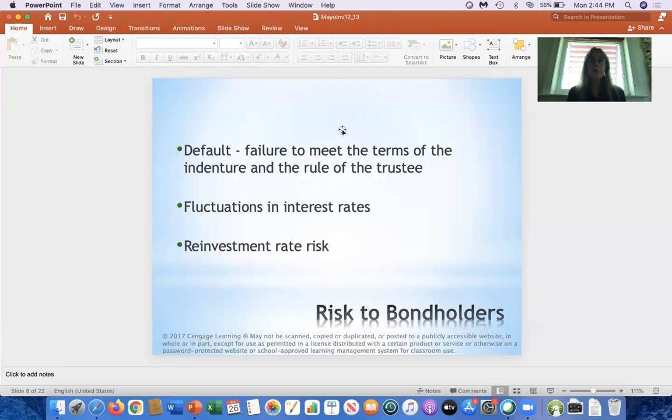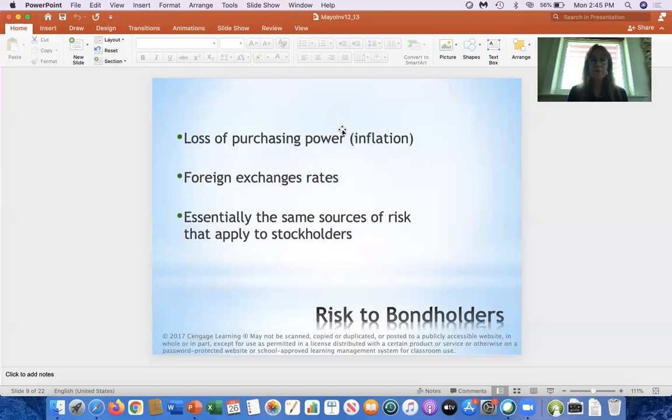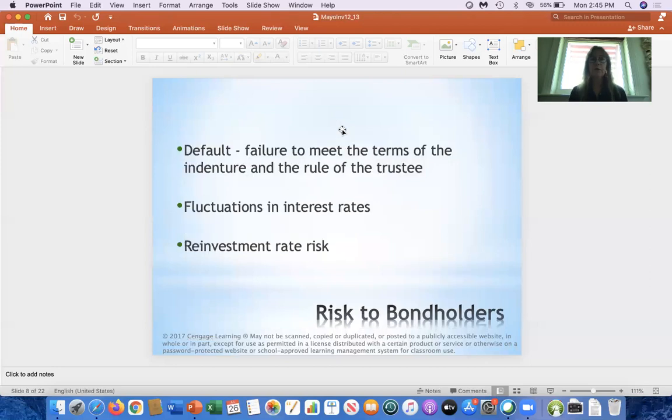Okay, so what are the risks to bondholders? They talk about several different things in the chapter here, but I wanted to focus on the two main risks that bondholders have. Of course, there's risk of default, but with a government bond, you're not worried about that. With a corporate bond, if the company goes bankrupt, they could default on their bonds. But the two main types of risk that I wanted to talk about are reinvestment rate risk and something called price risk.